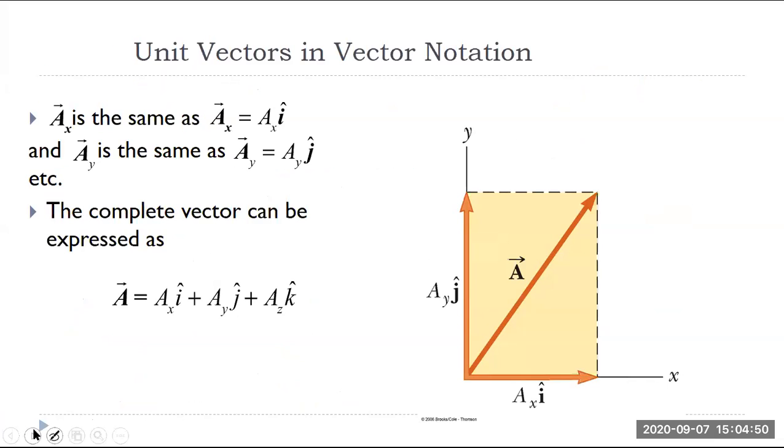So my AX is the same thing as just saying that it is some length, and then it has a direction along the x direction, which is represented by i. My AY is just some length multiplied by the y direction, which is j. And I could do the same thing with z. So if I had something along the z direction, it would be AZ along the z direction.